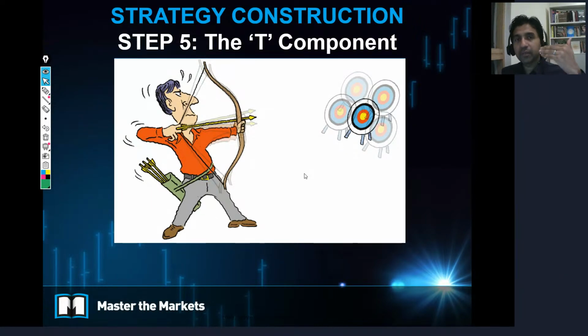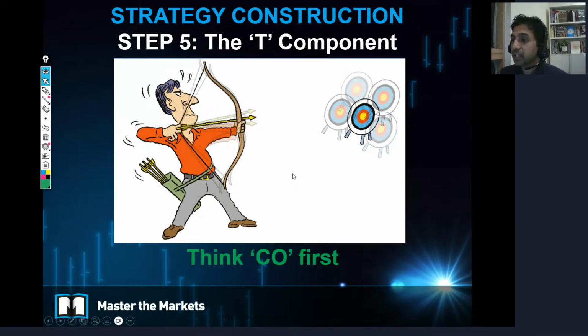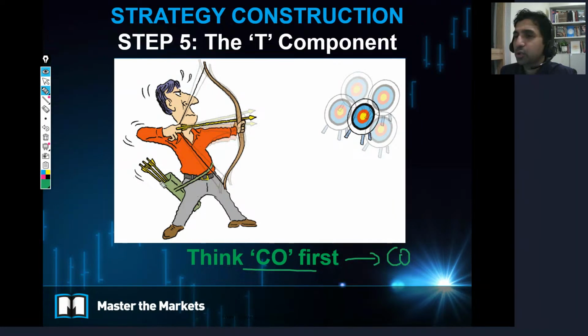Before we go even into the rules, you first have to think about CO. This is what I mentioned in the previous video as well. Now, what does the CO mean? The CO, traders, basically means the concept and objective. Some of you might be thinking, okay, what is all this? You just joined in the middle, on the 5th part of the 7-part video series.